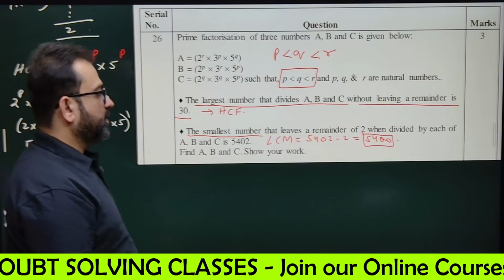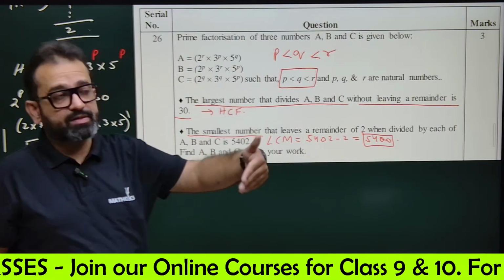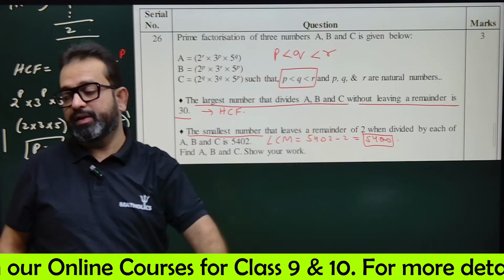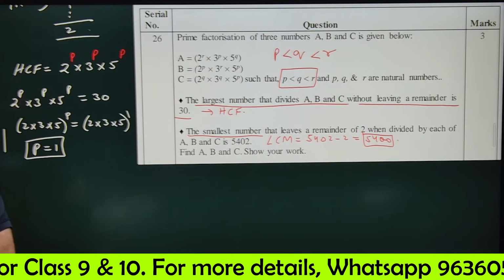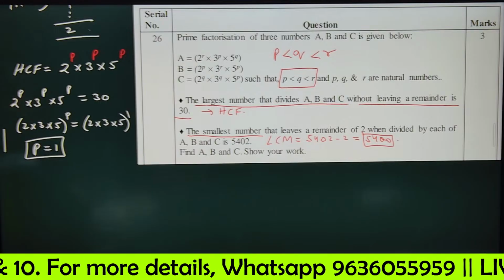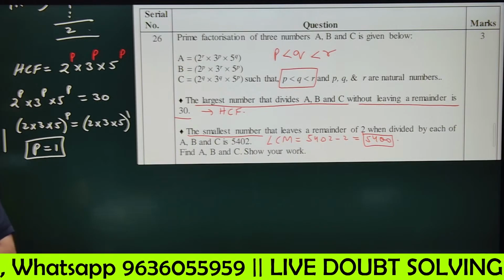Yes or no? Right. We have to find out ABC. How could we find ABC? By finding the P, Q and R values. Clear? Is it clear now? I guess it is clear. Yes or no in the comments?